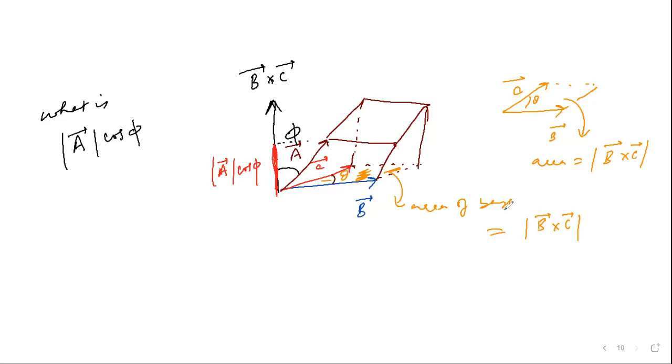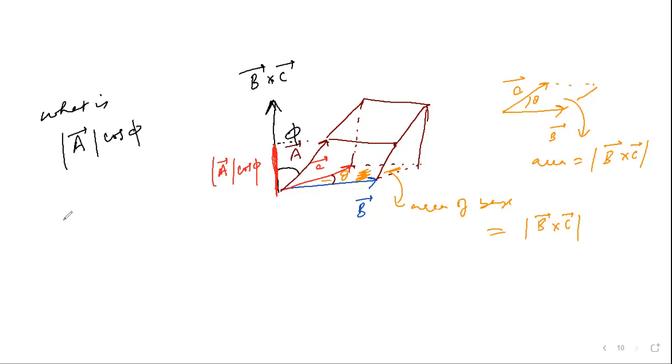This is the area of the base, the magnitude of B cross C, right? And A cos phi is the component of A along B cross C, which is also the height of this parallelepiped. So area of the base into height of the parallelepiped gives me volume.